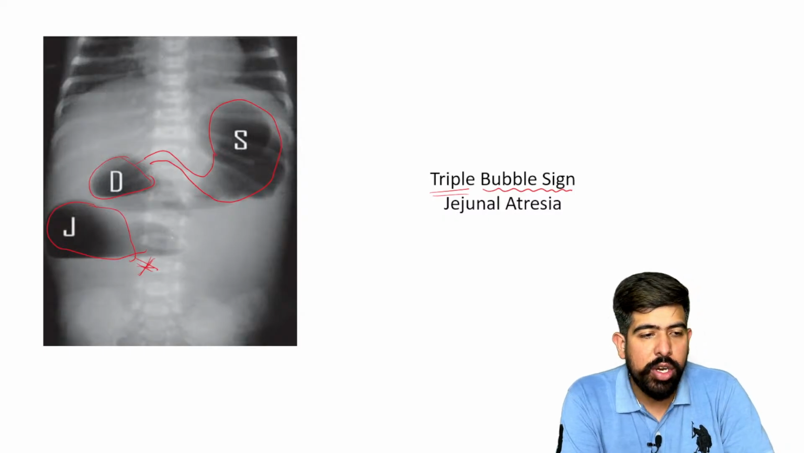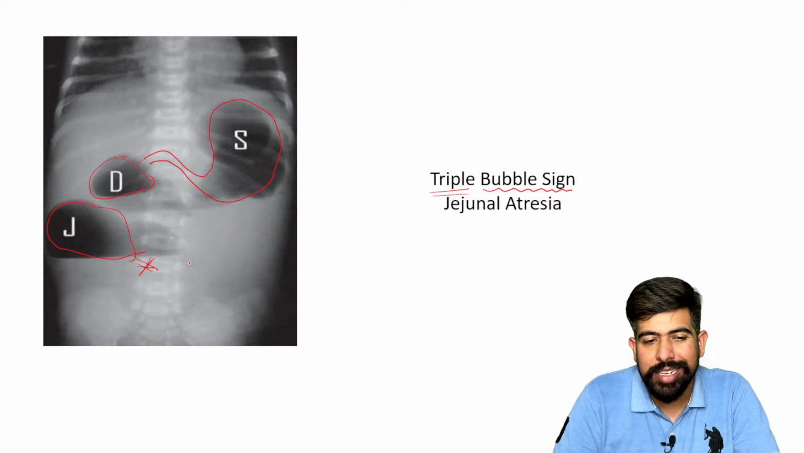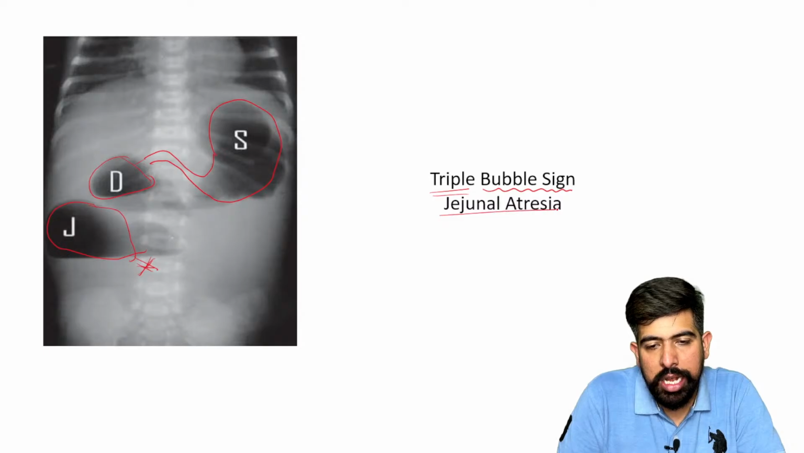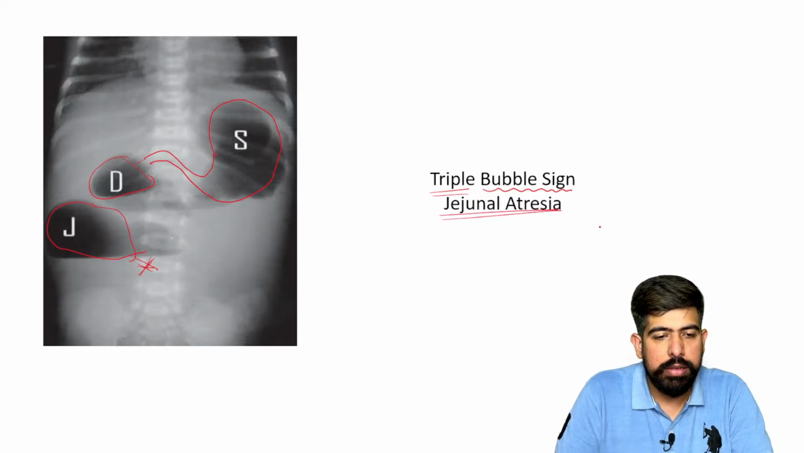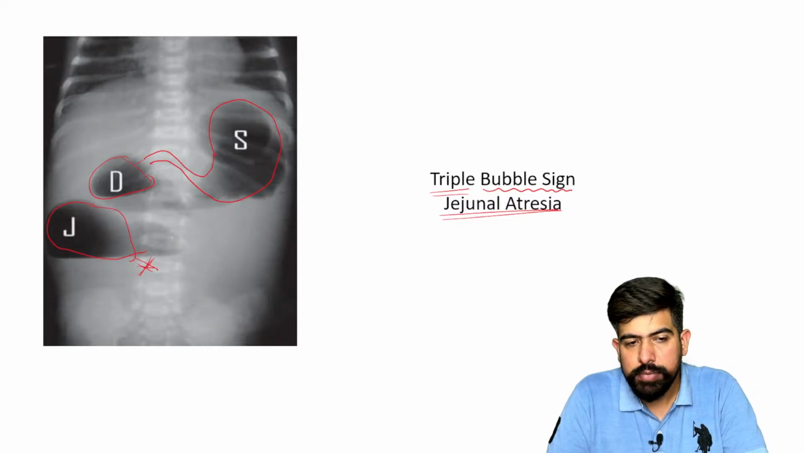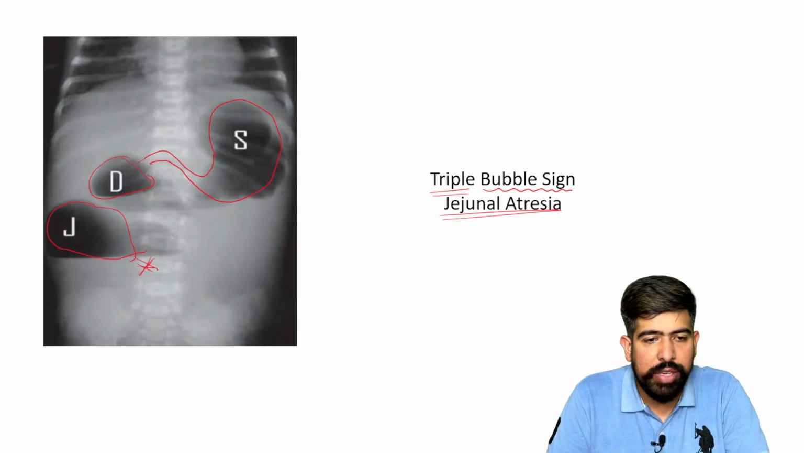Now the jejunum is not passing this air further, so there is a cause. It means that the jejunum is getting blocked. So the cause of it is jejunal atresia. Please remember it in this easy format.